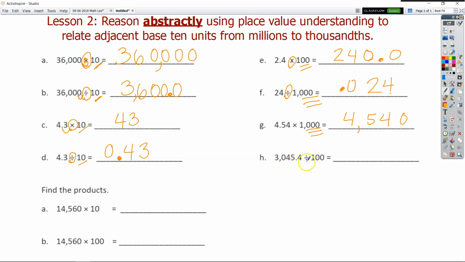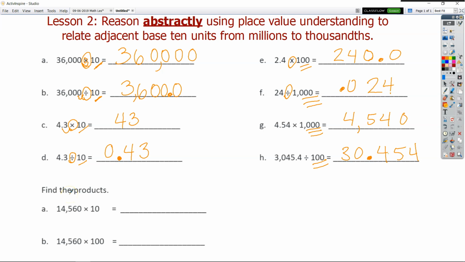Last one, H, you have 3,045 and 4/10 divided by 100. The number is going to go down by 2 place values. So I know my original decimal was here, move 1, 2 places over. I know that that quotient is 30 and 454 thousandths.